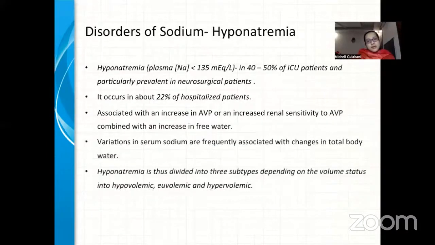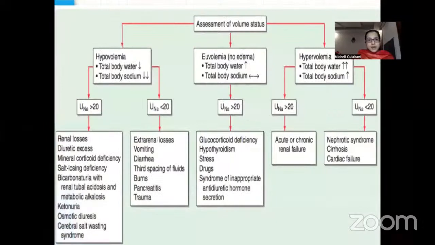So what is hyponatremia? It is a sodium level of less than 135 milliequivalents per liter, occurring in about 40 to 50% of the ICU patients, especially the neurosurgery ones, and 22% of the hospitalized patients. So variations in the total body water are the ones which subdivide the hyponatremia into three types based on the volume status: hypovolumic, euvolumic, and hypervolumic hyponatremia. So let's see all the three types.